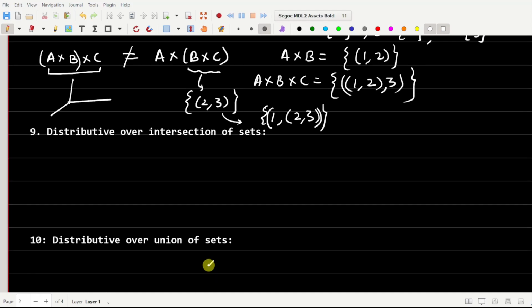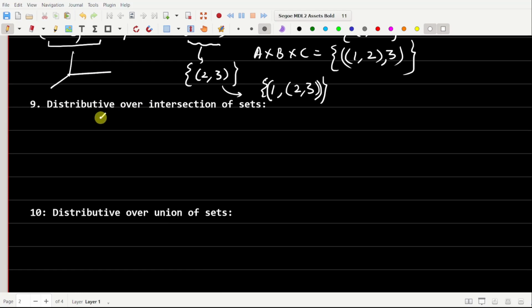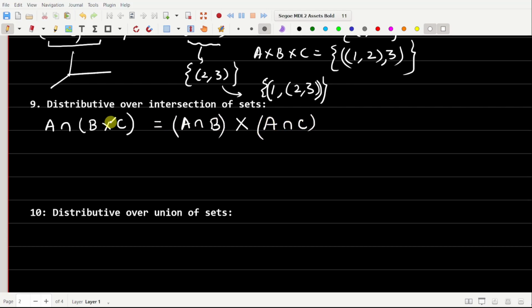Now the ninth property says that the Cartesian product is distributive over intersection of sets, right? So that means if I have got three sets A, B and C, then we will say that A cross (B intersection C) will be equal to (A cross B) intersection (A cross C), like this. So it is distributive over intersection of sets, right? It is a simple property. You can just take three sets and first do this and then the intersection of this, and then in the second case you do the intersection of two sets and take the cross product. Both will come out to be same, right?